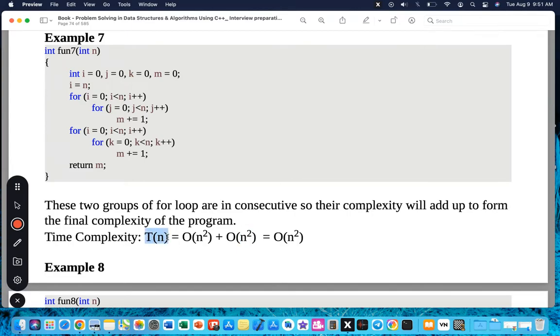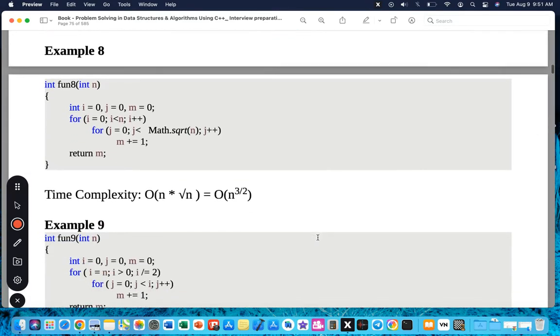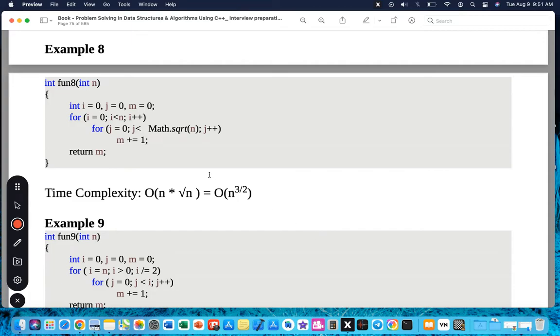The time complexity is O(n squared). Another example where the time complexity is n^(3/2), because it's n times the square root of n. How can we see that?